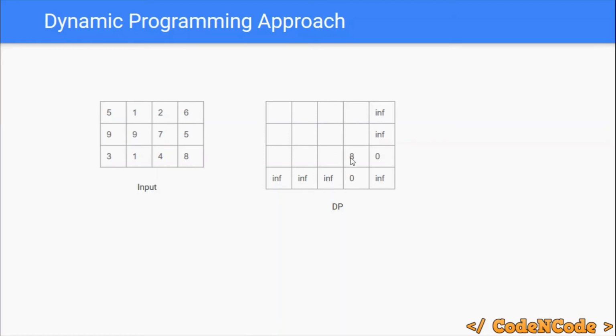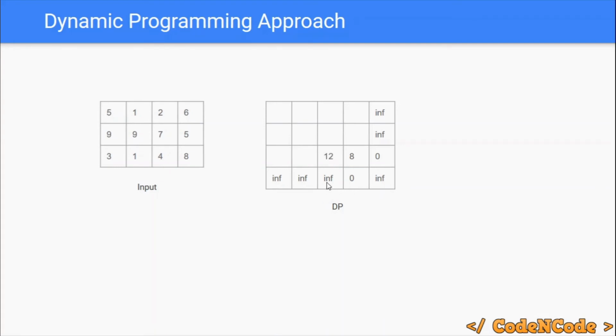Now we have filled this cell, we'll fill this cell. The cost of this cell itself is 4, plus it can go either right or down. The minimum of right and down of course is 8, because down is infinity and on the right hand side you have 8. So the minimum of infinity and 8 is 8 itself. So 4 plus 8 would be 12. You see why we filled infinity here.